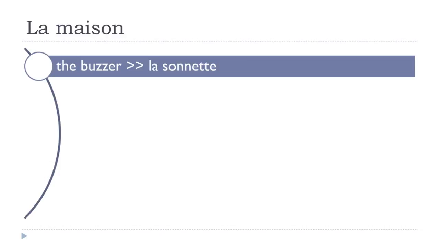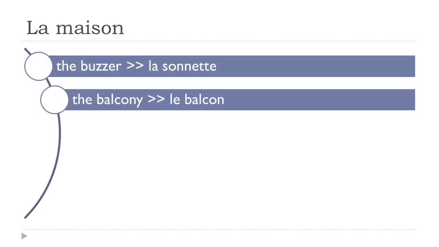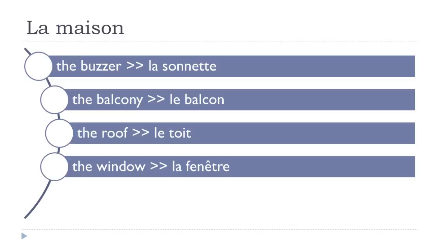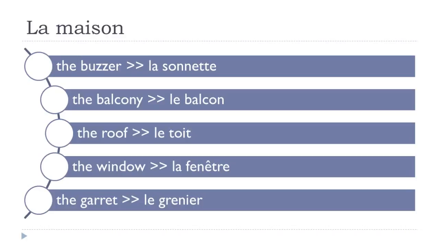Let's continue. La sonnette. Le balcon, le toit, la fenêtre, le grenier. Okay, so la sonnette, le balcon, le toit, remember final T not pronounced, la fenêtre, le grenier. Remember this ER here at the end will give you the sound E, nier, grenier.